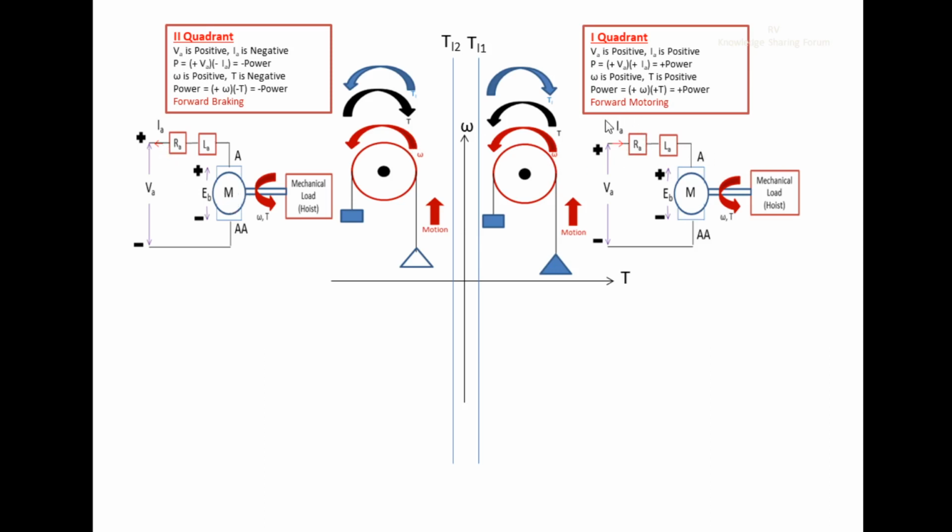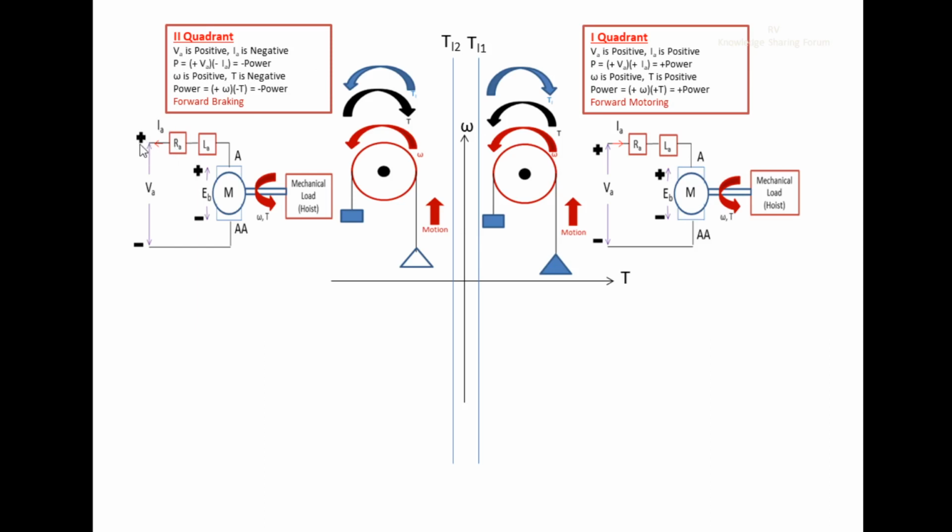So here Ia from source to the load is considered to be positive. So this torque is also assumed to be positive, because the direction of the torque depends on the direction of the current. Therefore the torque is also assumed to be positive. If from the source to the load is assumed to be positive, then from load to the source is assumed to be negative. See here, torque is negative.